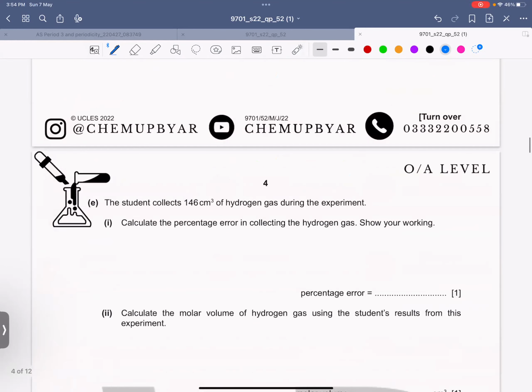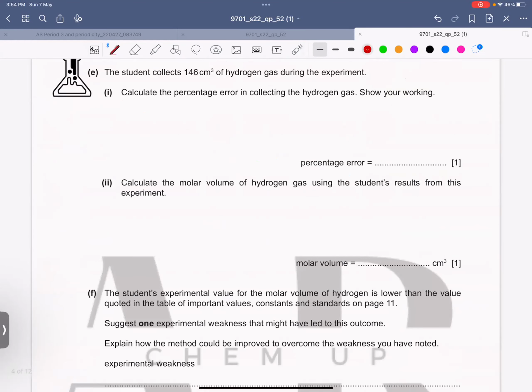Okay. Now, part E. The student collects 146 centimeter cube of hydrogen gas during the experiment. Calculate the percentage error in collecting the hydrogen gas. Show your working.